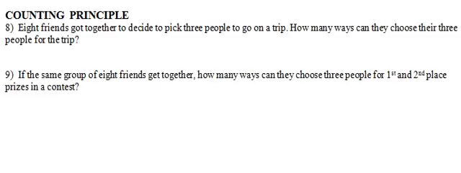Okay? For problem number 9 here, it says if the same group of 8 friends get together, how many ways can you choose 3 people for first and second place prizes in a contest? Well, that one is a permutation. Why is it a permutation? Because for that one, if I choose John for first place and Sam for second place, if I switch the names and make it Sam then John, well, I just switch my first and second place winners. So that one, order does matter.